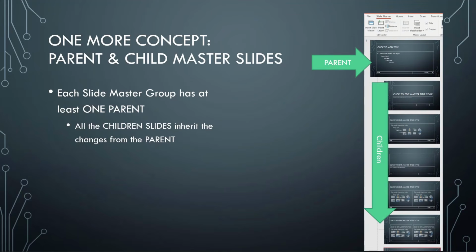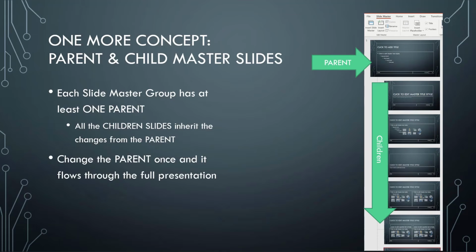The Slide Master group will always have a parent. Changes to the parent will flow down to all the children layouts. This is important. If you want to change the background color, you don't want to have to touch all the individual slides. Instead, change the parent. With the parent, you can apply it at the top and it will flow down to the children. Based on the hierarchy, you can always override the flow farther down the chain by editing a specific child layout.